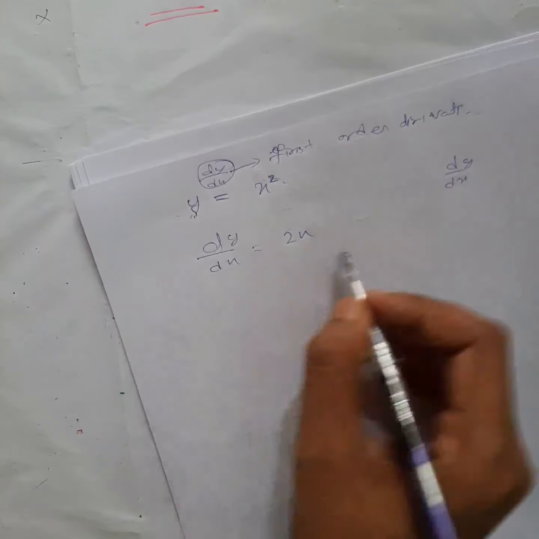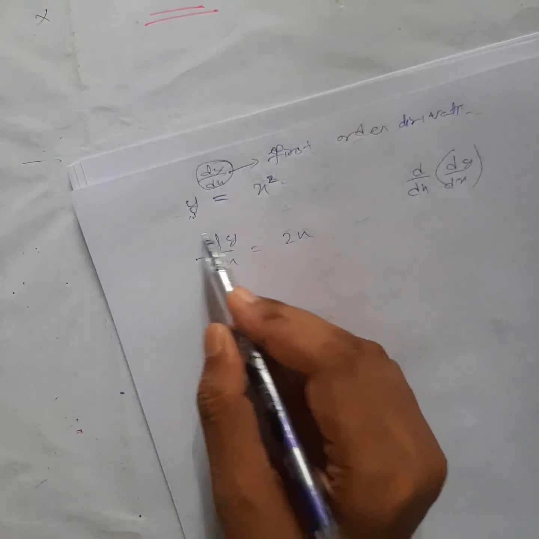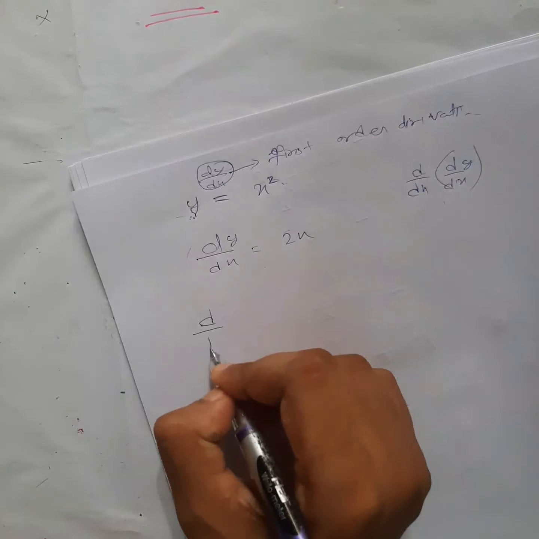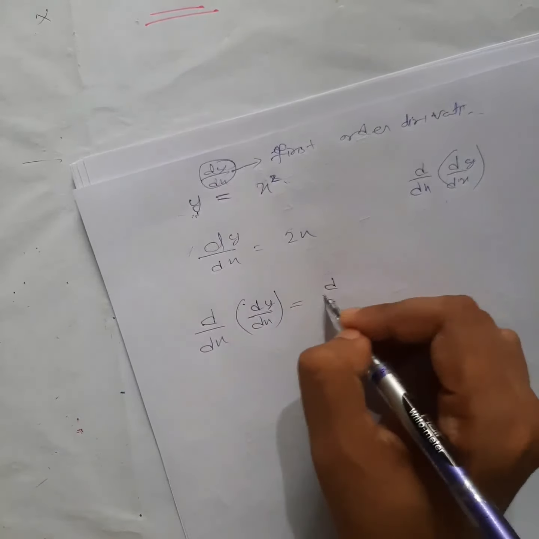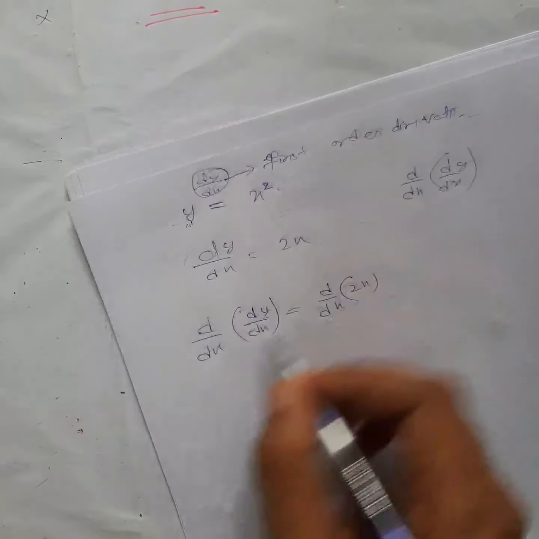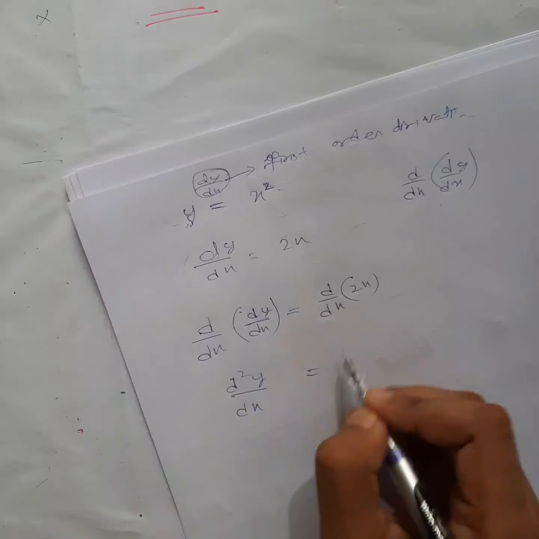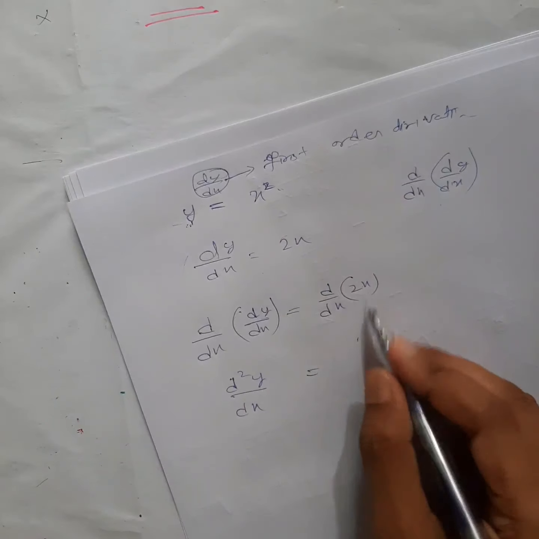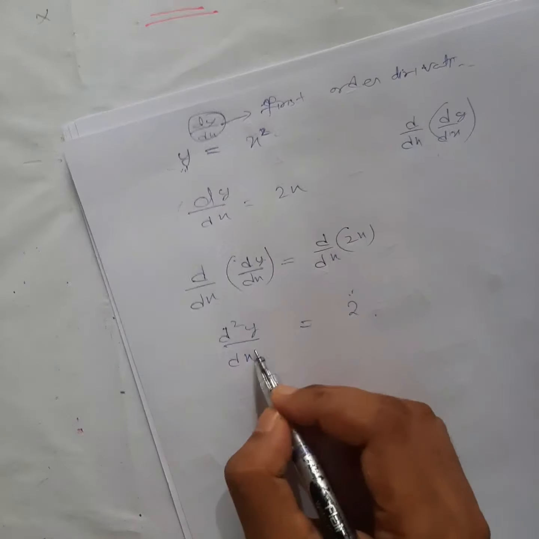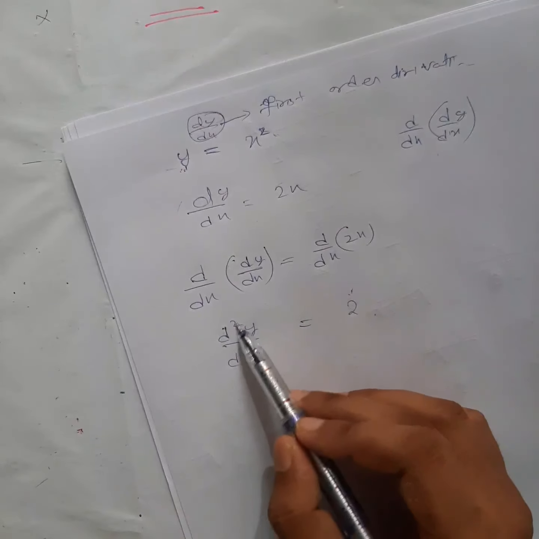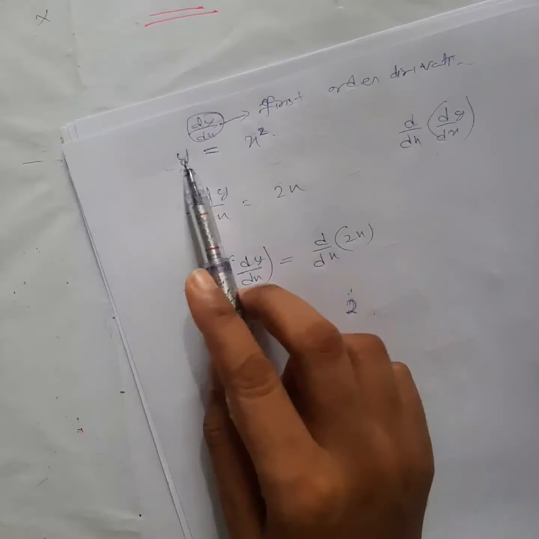For example, you have found dy by dx, right? Again you differentiate this one with respect to x, means this portion. If I differentiate again with respect to x, means d/dx on both sides, what will you get? d/dx of 2x. So you will get d square y by dx square is equal to 2. This is written as square. d square y by dx square is equal to 2, means I have differentiated the function 2 times.